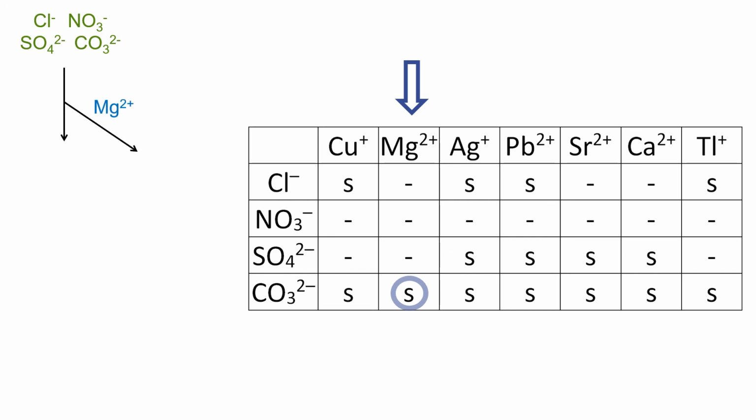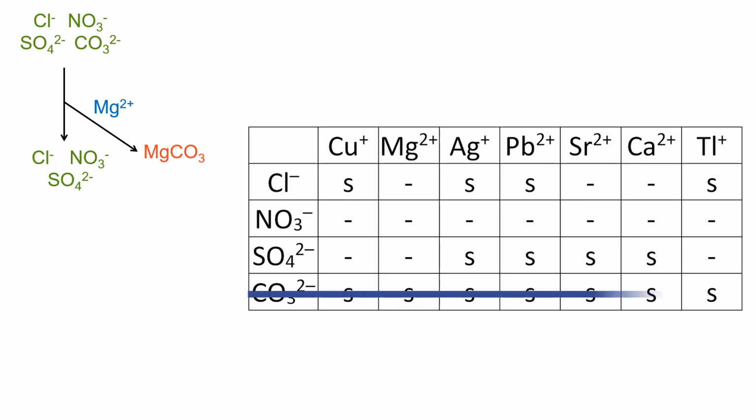I'm adding Mg2+. It's going to make a solid with carbonate, so MgCO3 is my solid. And then I'll flush down the rest of the anions, chloride, nitrate, and sulfate. Now, carbonate has been removed, so I'll just strike that out. So let's start over again. Right, so let's work our way down the list again. Cu+, which we couldn't use before, we can now use since carbonate has been removed.